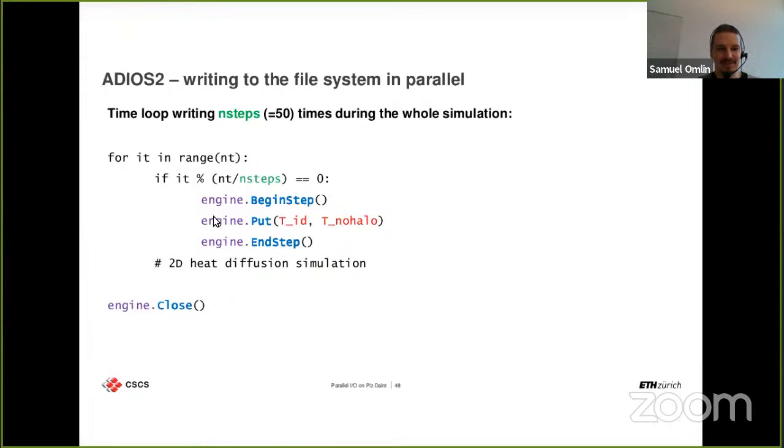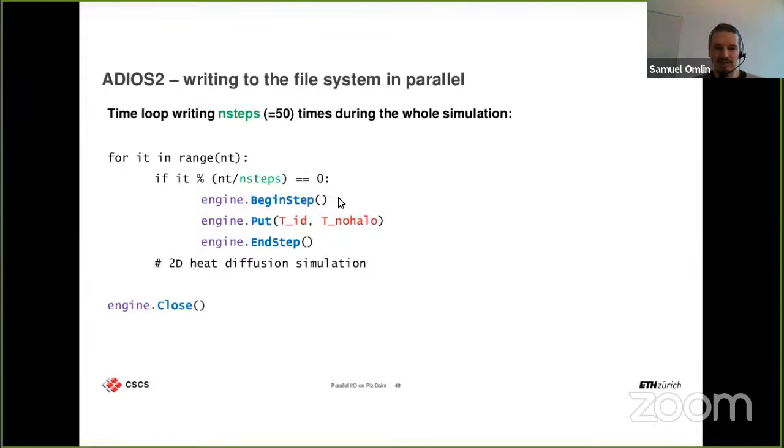All right. So then afterwards in the simulation, the heat diffusion simulation, we have a time loop where we write, in this case, n steps times during the whole simulation. So here 50 times I chose, and this is achieved with this modulus expression, which ensures that it doesn't write every time step, but only every now and then, just as many times that in the end we get 50 outputs.